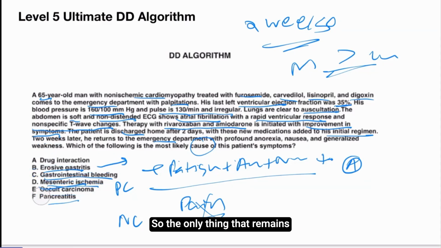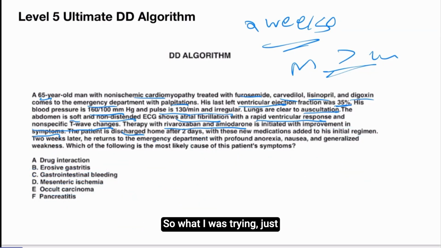So the only thing that remains here is drug interaction. What I was just trying to teach you is that even if you lack knowledge in specific domains, this is the beauty of test taking. I would have ruled out B through F and come to the answer A, even though I don't know what the hell is going on here. The answer, A, is drug interaction.